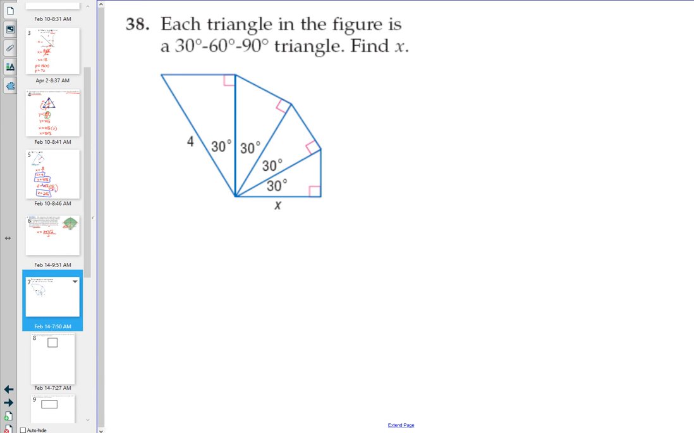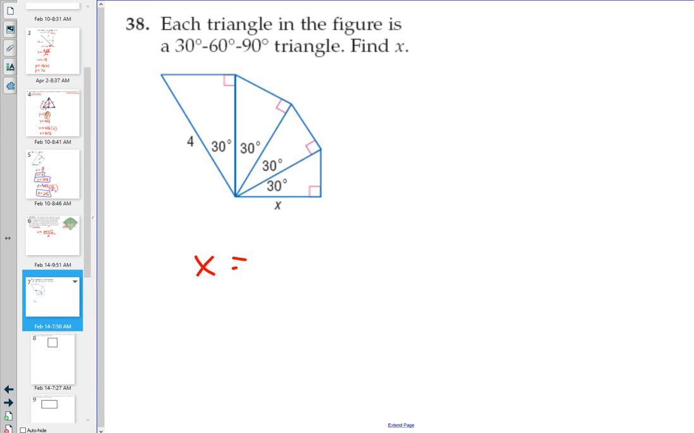It's the long leg. Because if this is the 30, that means this is the 60, so the x is across from the 60. It's the long leg. Now the 4 that they're giving me is part of... I'm sorry, I phrased it poorly. What side is it? It's the hypotenuse of that one.